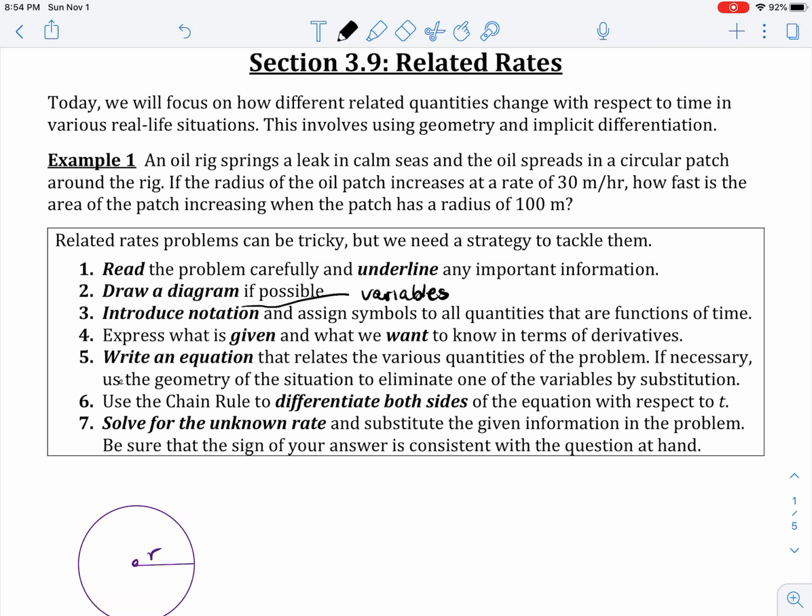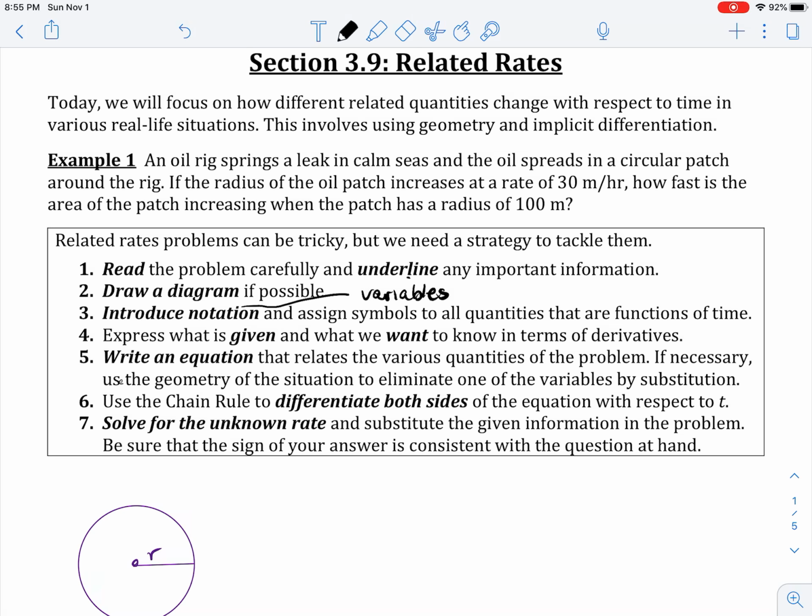Introduce notation, but definitely introduce notation. What do we mean? Variables. And it's okay to introduce more than one variable. That's fine. And note that usually with the rates of change, a lot of the variables are going to change with respect to time. Okay, so they'll be implicitly defined as functions of time.